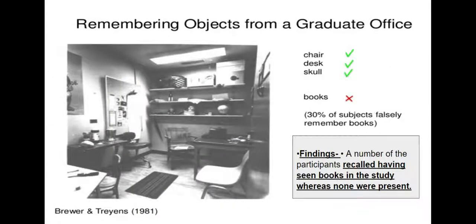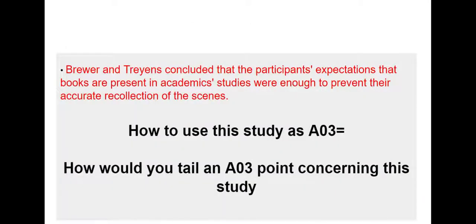So generally, people accurately recalled the chair, the desk. They also recalled the skull. However, 30% of the participants falsely remembered the books. As you can see, there were no books. So a number of the participants recalled having seen books in the study, whereas none were present. So they concluded that the participants' expectations that books are present in academic studies were enough to prevent their accurate recollection of the office that they had been spending time in.